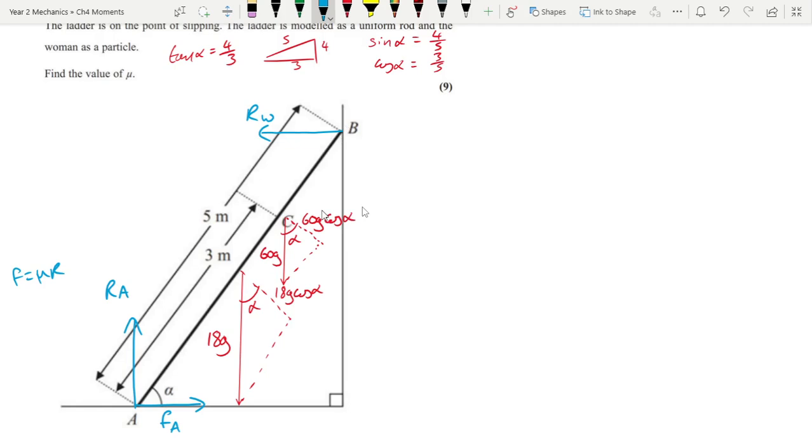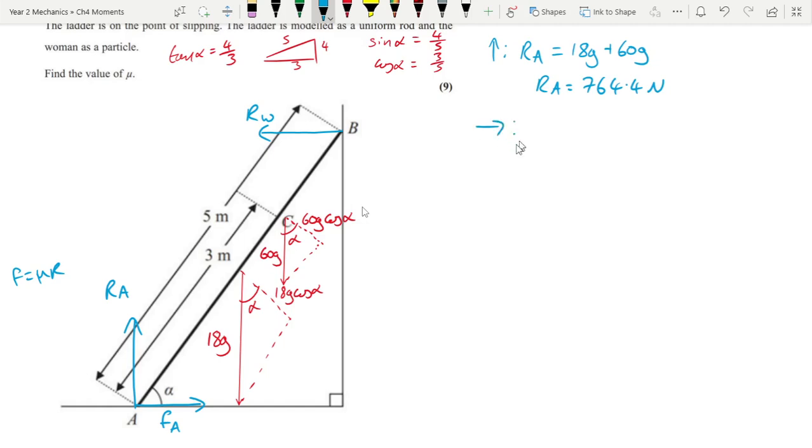So let's start to analyze this problem then. Let's stick with the easy stuff first. Let's just resolve vertically first of all. So vertically we've got RA upwards, and that must be the same as 18g plus 60g. There's no other vertical forces. So actually RA is 764.4 newtons. We can work that out straight away. So we've kind of got half of this already. Now we just need to find what FA is.